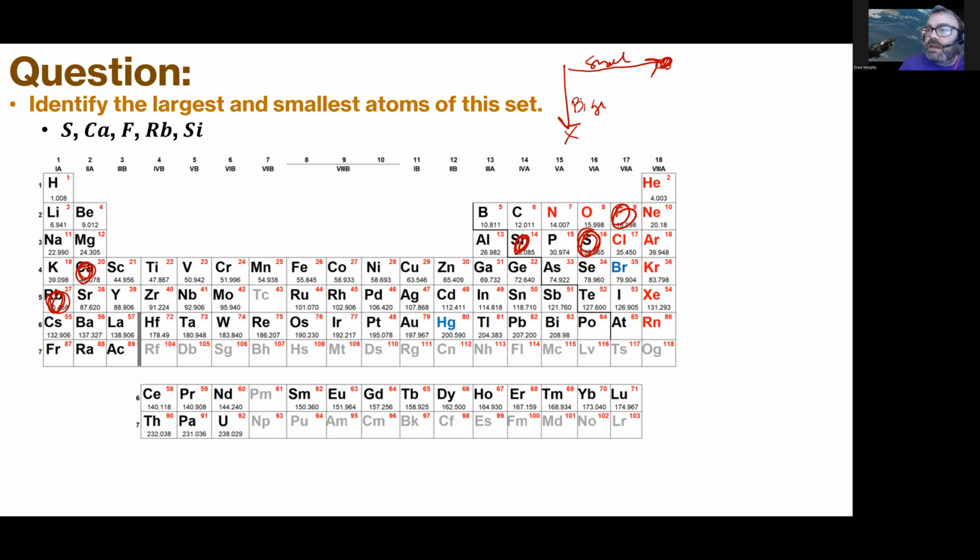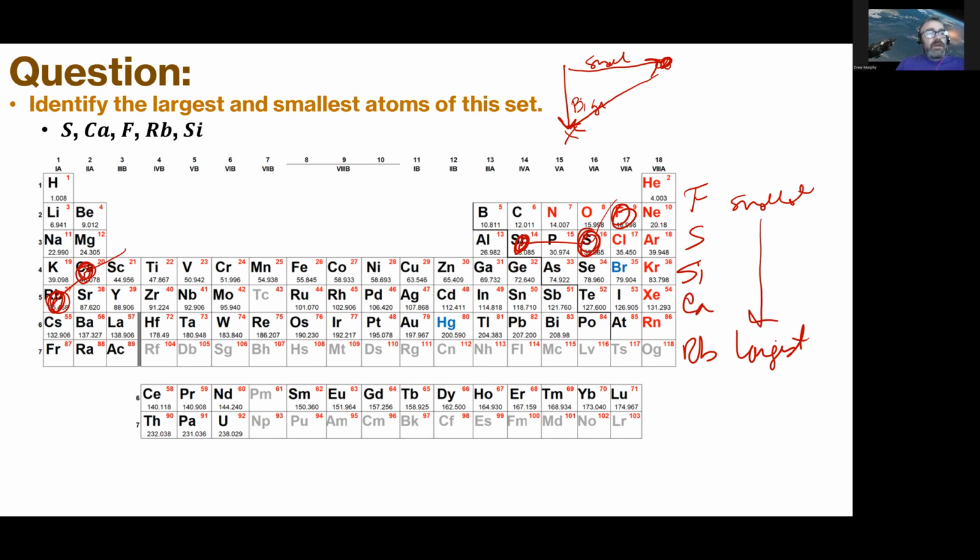You can think of it as the radius increases along the diagonal. So here, fluorine should be the smallest. The one that's most to the left and most down of this set is rubidium, the largest. And let's go one step further and see if we can rank the rest of these. As we move through the diagonal, fluorine, then sulfur, then silicon, and then calcium's way over here, and then rubidium. So the radius increases through that trend as we go.